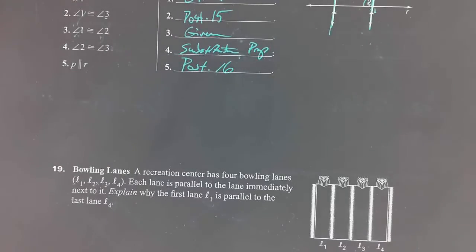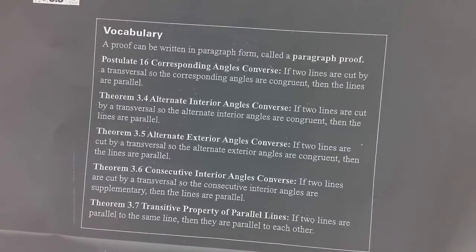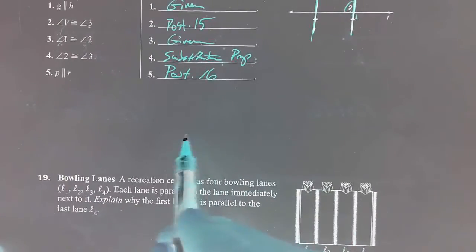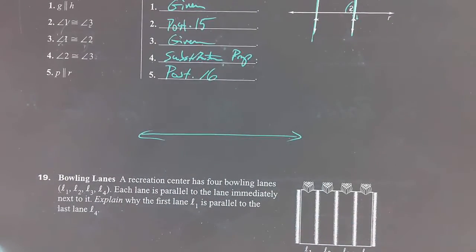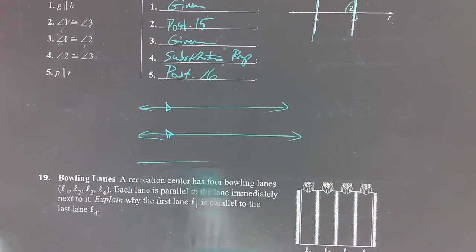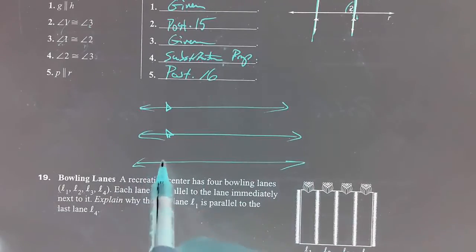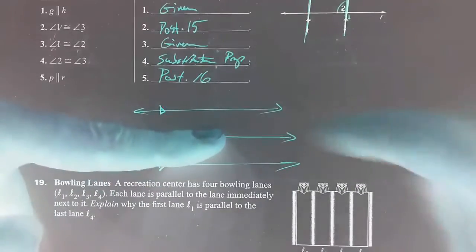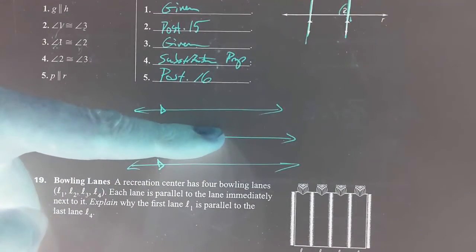What does theorem 3.7 say? We want to read it. Okay. If two lines, here's a line. And if I got two lines that are parallel to that line, so I'll draw one that's parallel to it like this. And I'll draw another one that's parallel to it like this. What has to be true about these two lines? They're parallel to each other.